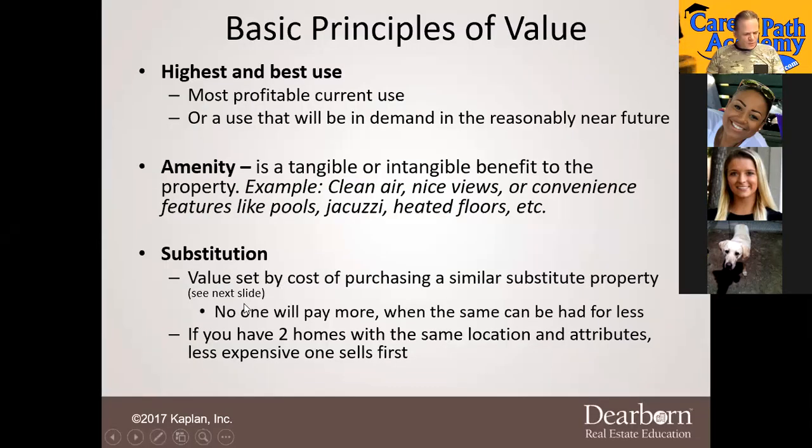Substitution. We're going to highlight the principle of substitution, which states that the maximum value of a property tends to be set by the cost of purchasing another equally desirable property, a substitute property. So basically, nobody will pay more if the same can be had for less. Substitution is going to play a role in one of the 3 approaches to value that we're going to learn about when dealing with the cost approach to value. If you have 2 homes with the same location and attributes, the less expensive one will usually sell first. Because why would somebody pay more if the same can be had for less, right?